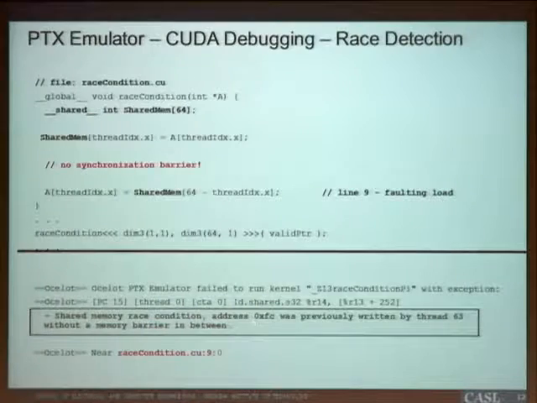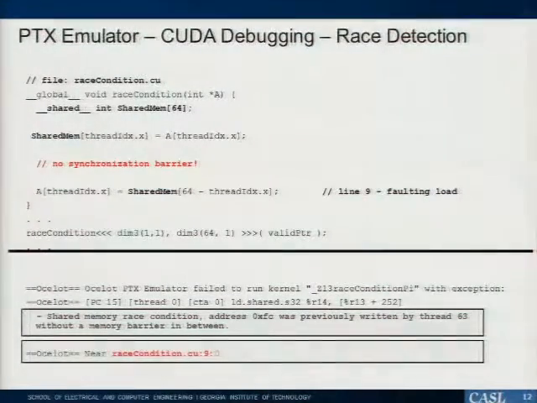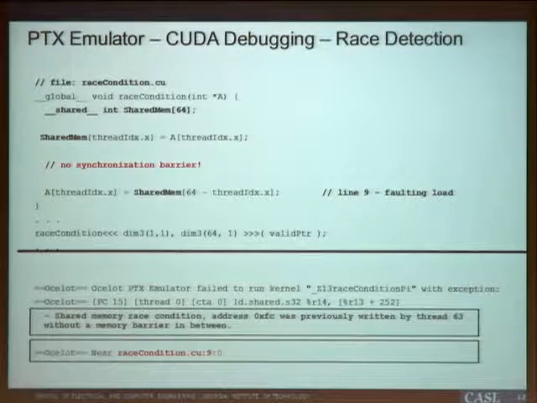The exception object identifies the name of the kernel, the mangled name, the program counter, the thread ID, the CTA ID, and the actual PTX instruction that's faulting. It tells you which address was being accessed and which thread last wrote to it. It also provides the nearest file name and line number. When PTX is compiled by NVCC, it inserts additional directives that store the file name and the line number, and Ocelot preserves that. There's generally a way to map the actual PTX instruction back to the original CUDA source file.